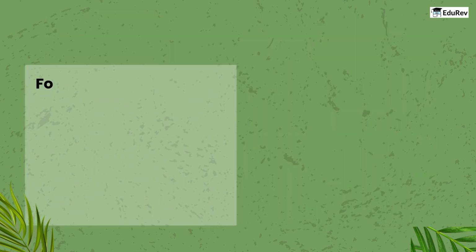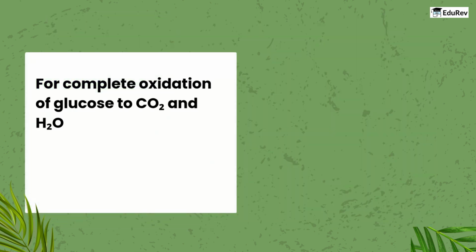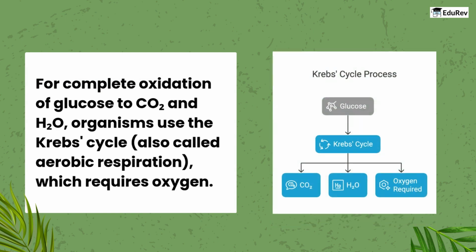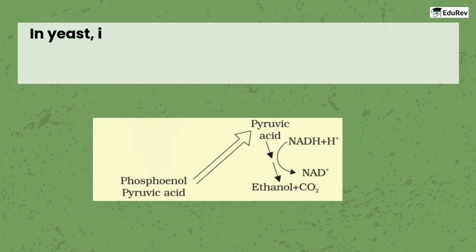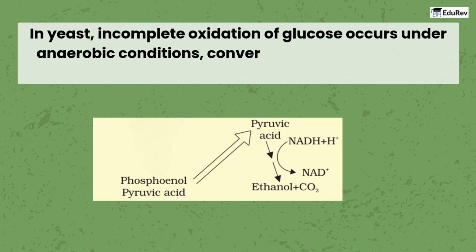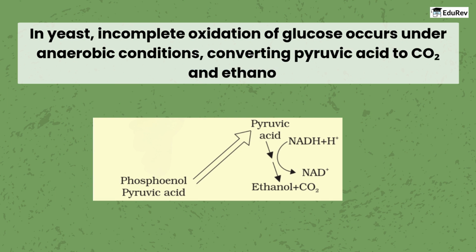For complete oxidation of glucose to carbon dioxide and water, organisms use the Krebs cycle, also called aerobic respiration, which requires oxygen. Fermentation occurs under anaerobic conditions in many prokaryotes and unicellular eukaryotes. In yeast, incomplete oxidation of glucose occurs under anaerobic conditions, converting pyruvic acid to carbon dioxide and ethanol.